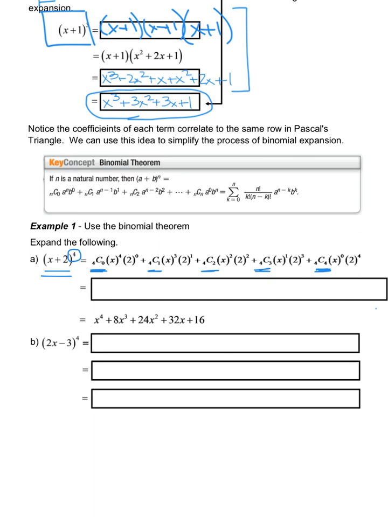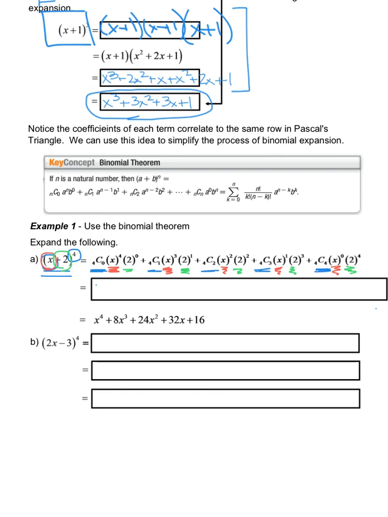Then, with the first term in your expression, I'm going to use a different color so you can see. Our first term, we start at the power. So we have x to the 4th, and then we count down by 1 each time. X squared, x to the 1st, x to the 0. Then the second term in our expansion, we start at 0 and work our way up. So 2 to the 0, 2 to the 1st, 2 to the 2nd, 2 to the 3rd, and 2 to the 4th. At this point, all you need to do is figure out those numbers.